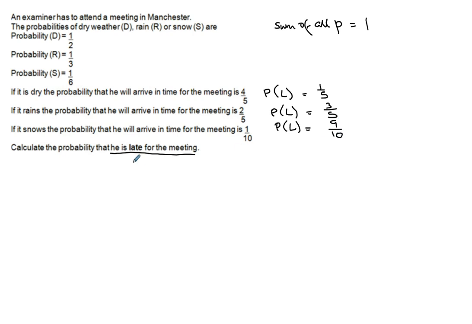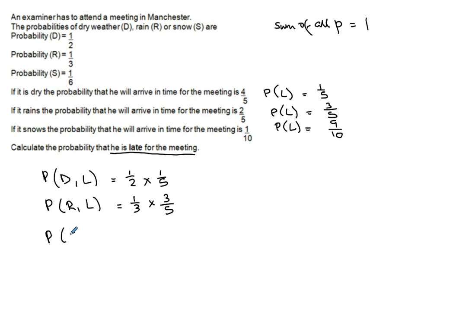Okay, so the various combinations that enable us to calculate the probability he's late for the meeting: the probability of dry and late, so dry followed by late, that's a half times 1/5. The probability that it rains and he's late is, rains is a third times late is 3/5. And the probability that it snows and he's late is 1/6 times 9/10. Because it's or, at the end of the day we're going to add. So if it's something followed by something, you're multiplying, and if it's that or that or that, then we're adding.